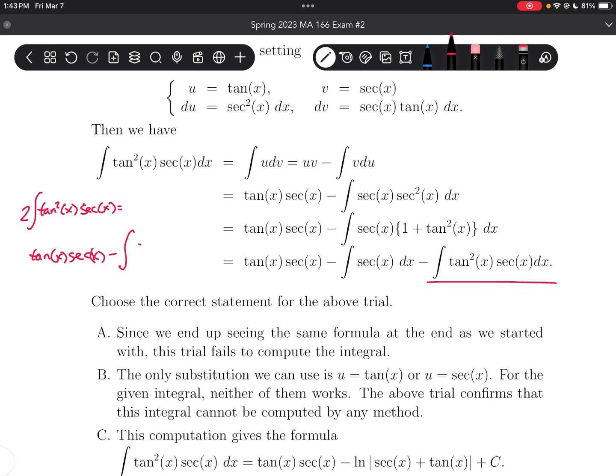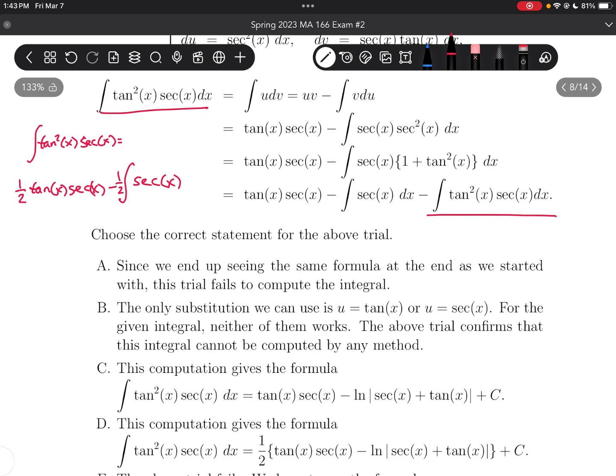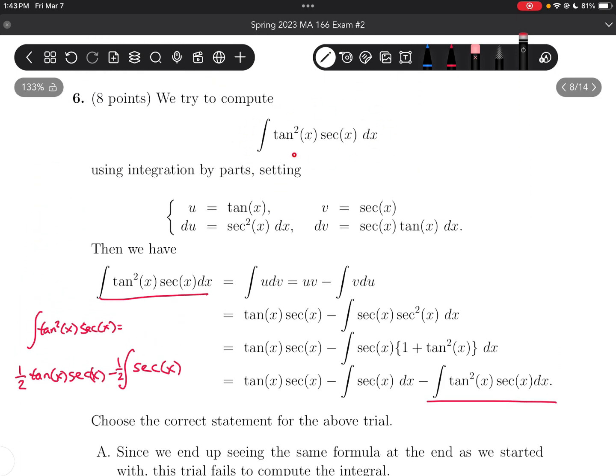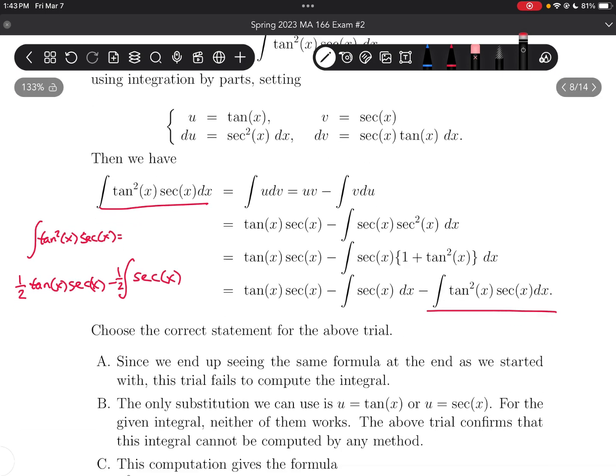Minus the integral of secant x. And then if I divide both sides by 1/2, I get that this integral over here is equal to 1/2 times tangent x times secant x minus 1/2 of the antiderivative of secant x. Okay, so basically we do have a formula for the original integral that we are trying to compute.